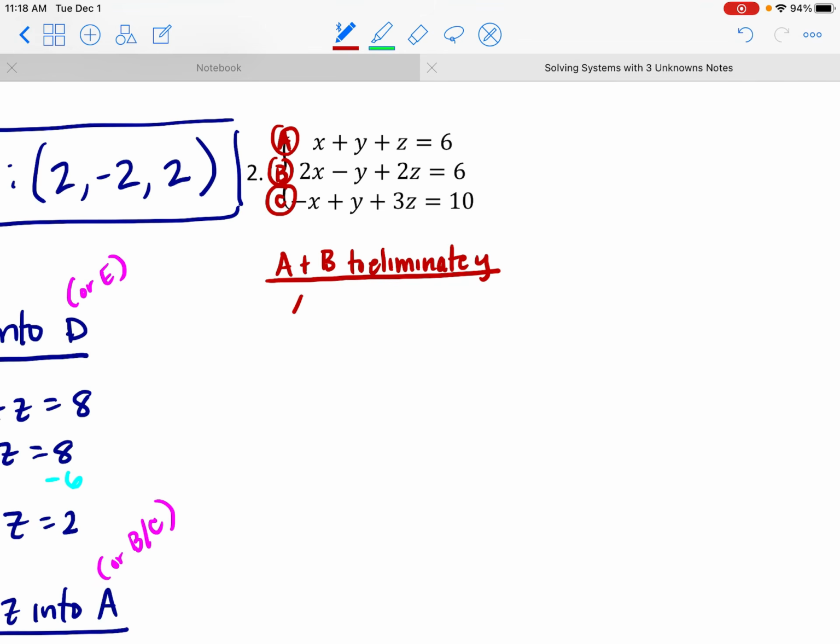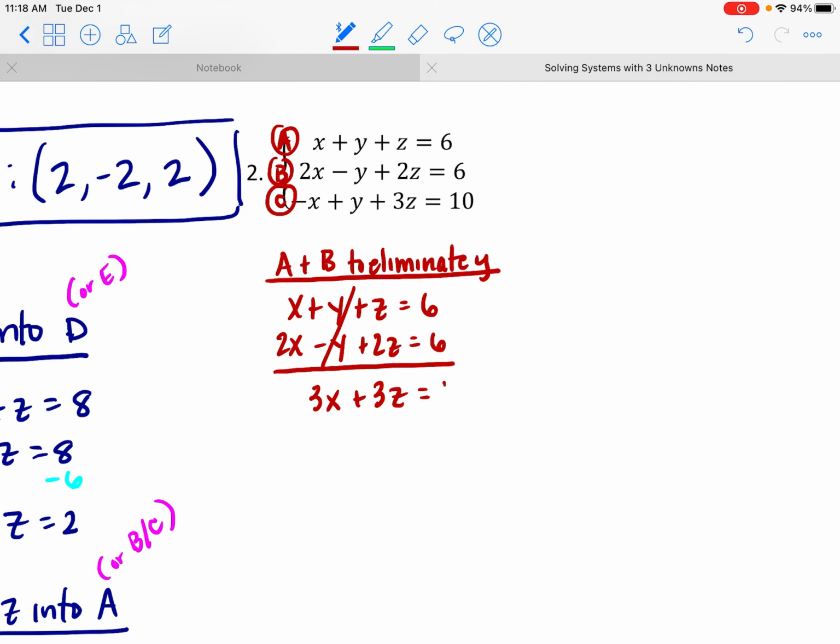So A is x plus y plus z equals 6. B is 2x minus y plus 2z equals 6. If I add these together as is, y's cancel. 1 and 2 leaves me 3x. Again, 1 and 2 is going to leave me 3z, and 6 and 6 gives me 12. So this is going to be equation D now for me. Okay? So I used A and B to eliminate y.